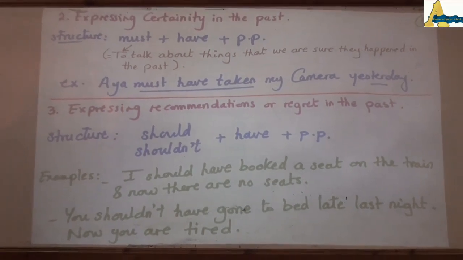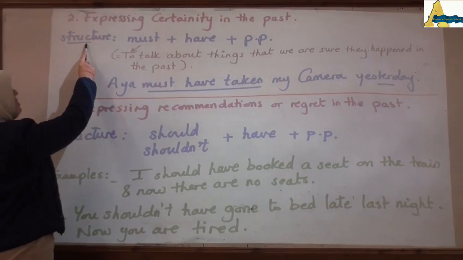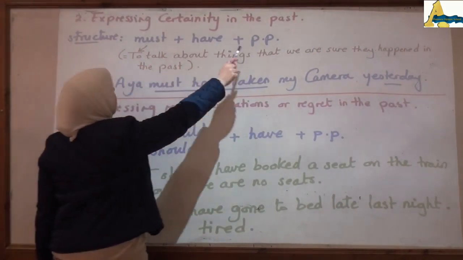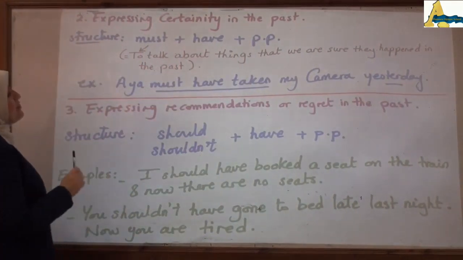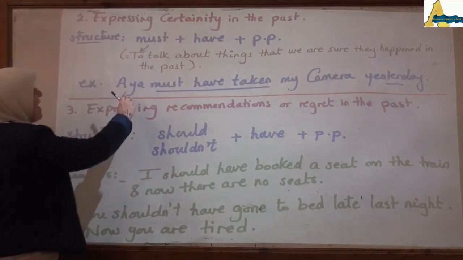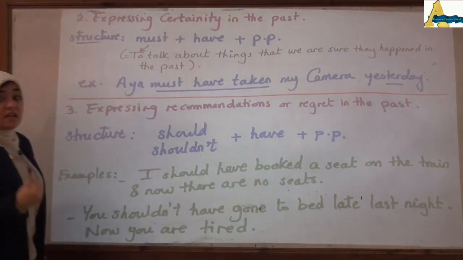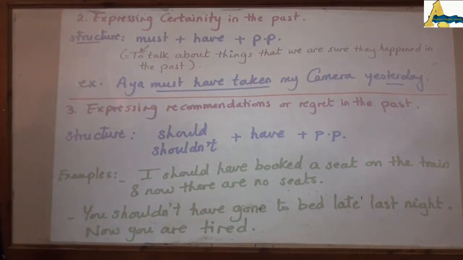Expressing certainty: I'm sure of something that happened in the past. The structure I'm going to use here is must have plus the past participle to talk about things that we are sure happened in the past. For example, Aya must have taken my camera yesterday. This is what I'm sure of, what I am actually certain of.